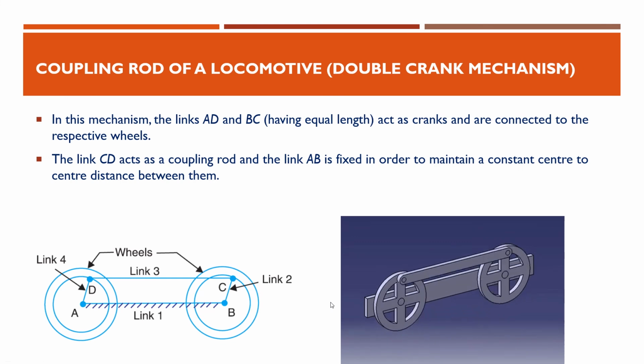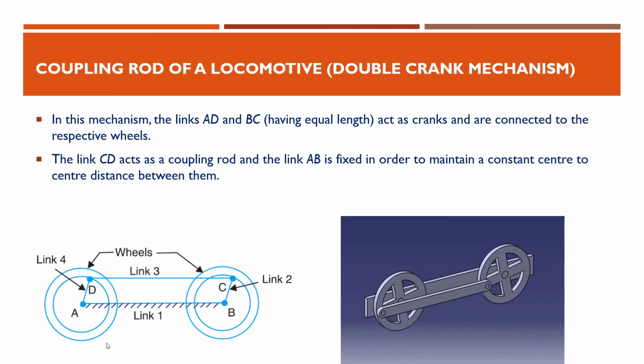You can identify the motion of the various links through this animation. Again, in this mechanism, AD and BC are the cranks. That is why there are two cranks, and that is why it is called the double crank mechanism. And there is a fixed link AB, and it is connected to the wheels.